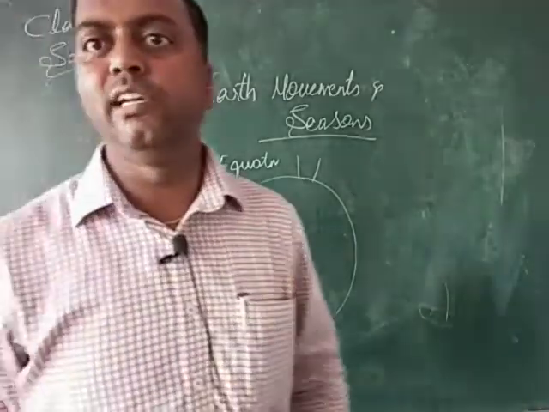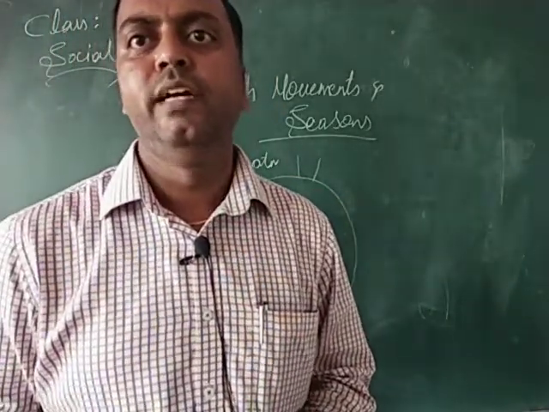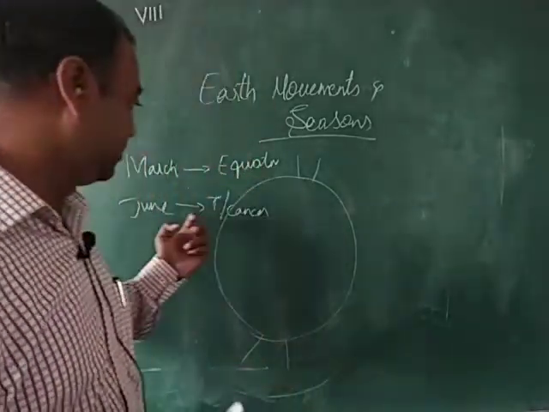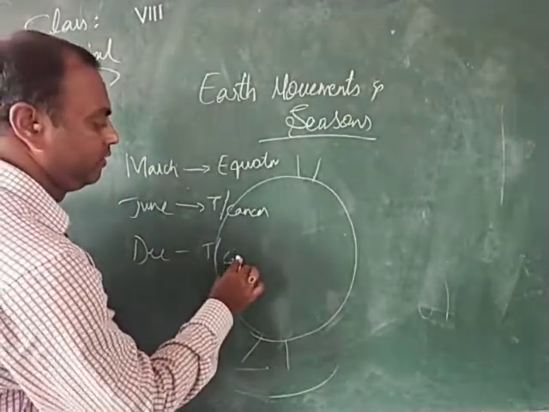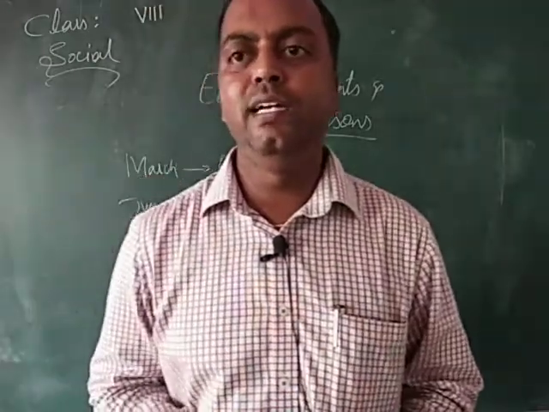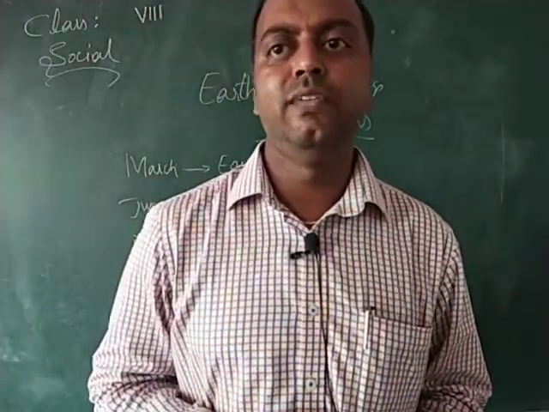And in the same way, children, in the month of December, it shines over the Tropic of Capricorn in the southern hemisphere. So thus we can see that there is a belt within which the direct rays of the sun fall at some time of the year or the other.